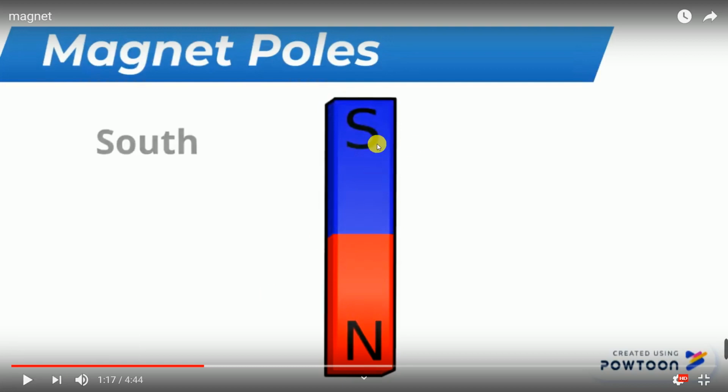Now let's talk about magnet poles. A magnet has two poles, S and N. So again, a magnet has two poles or two sides, S and N. S means south and N means north. So a magnet has a north pole and a south pole, okay?